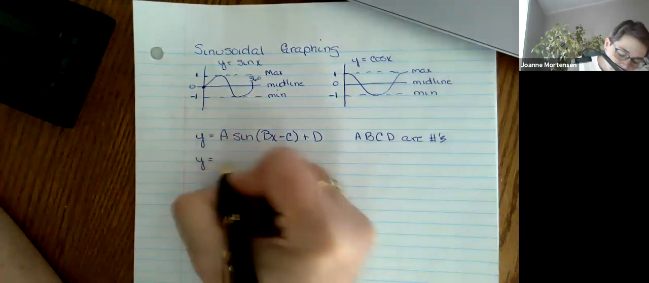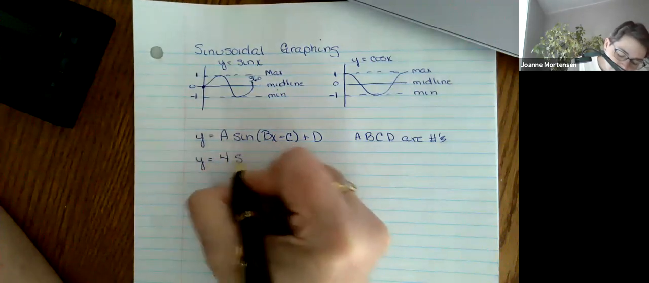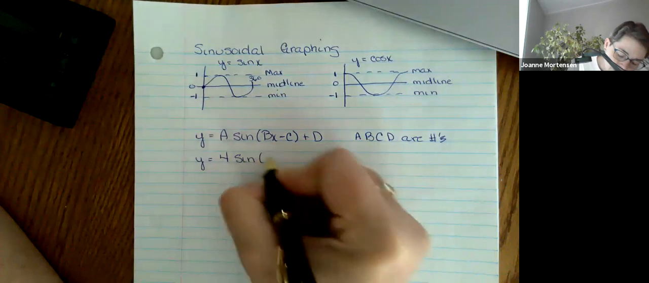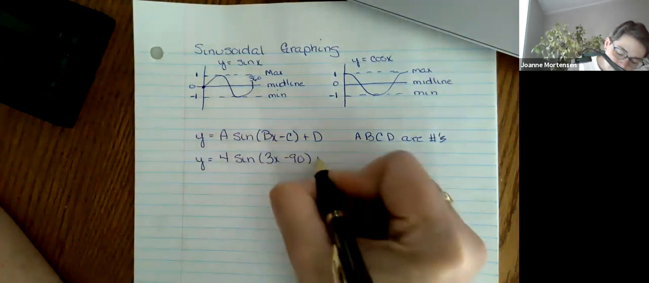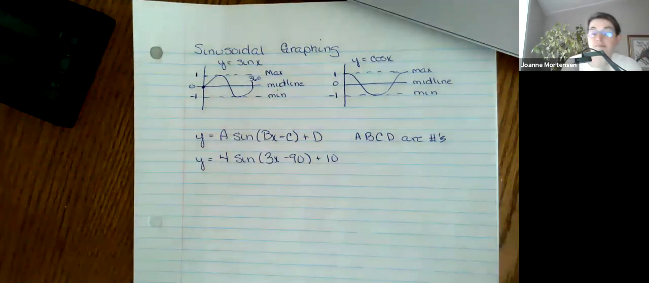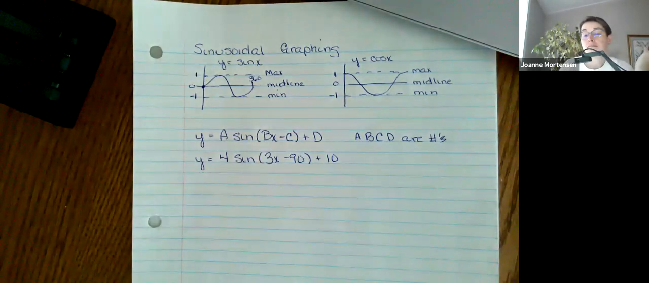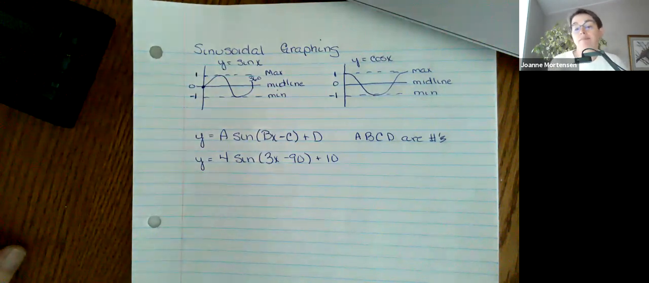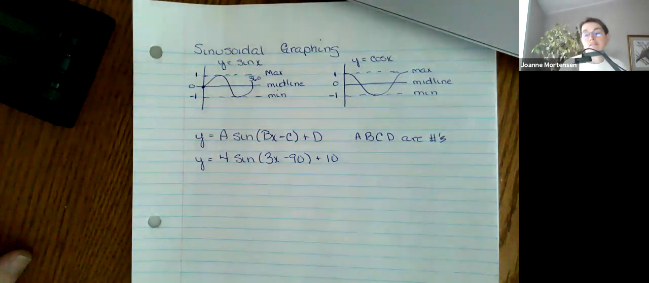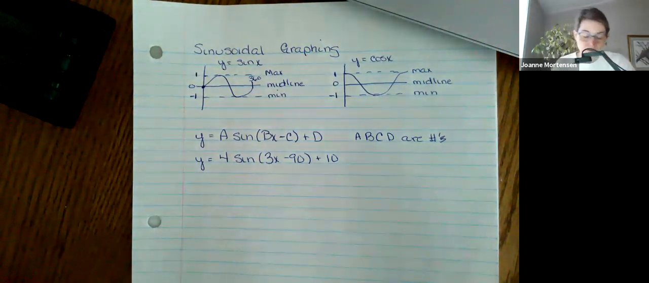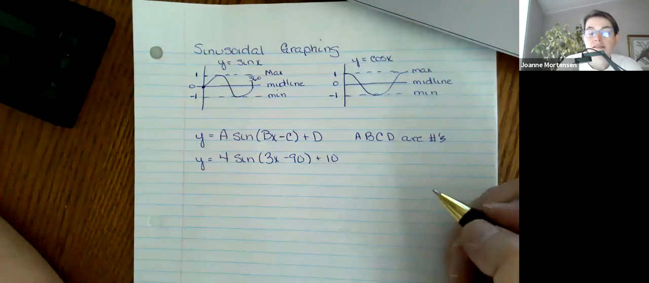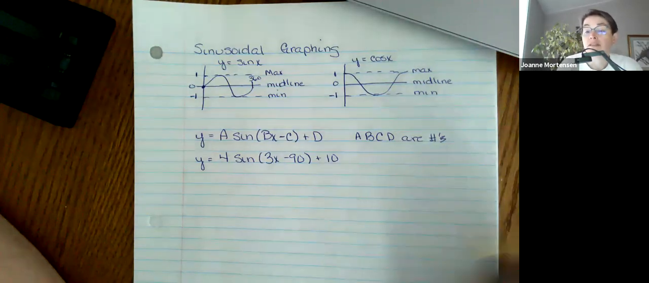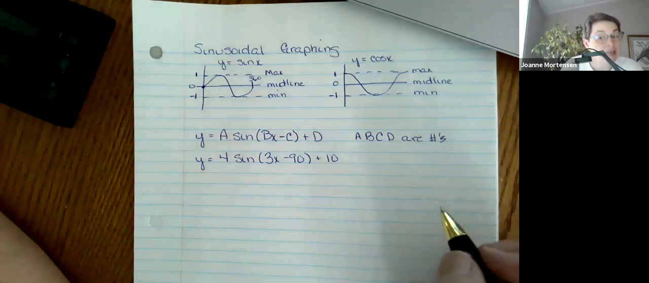So this equation could look like y = 4 sin(3x - 90) + 10. And that's what we're going to be analyzing. Not yet, but eventually. So what we need to do, and I think we're just going to practice one skill at a time, is find A, B, C, and D.